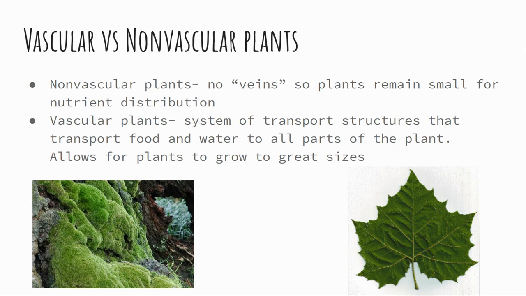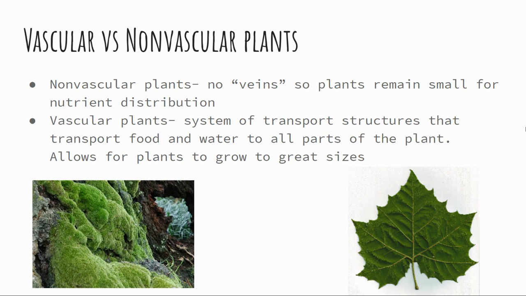Vascular versus non-vascular. Very important to understand this about plants. Okay, non-vascular means no veins. So typically these plants remain small, low to the ground. They don't get very tall. They don't get very large or wide, mainly because they don't have great transport structures, which are vascular structures. Okay, vascular plants, they have a system of transport structures that transports food and water through all parts of the plant. And typically these plants are going to be a lot larger, taller, older, live longer, those type of things.